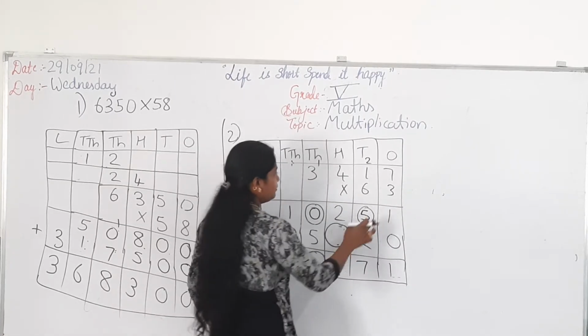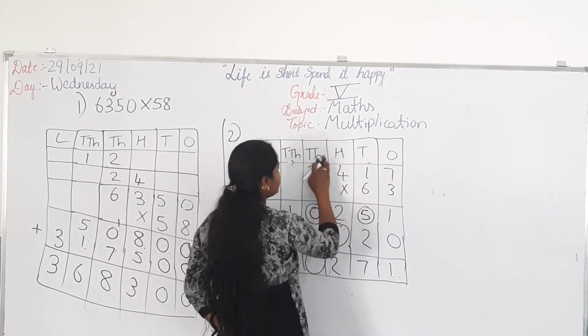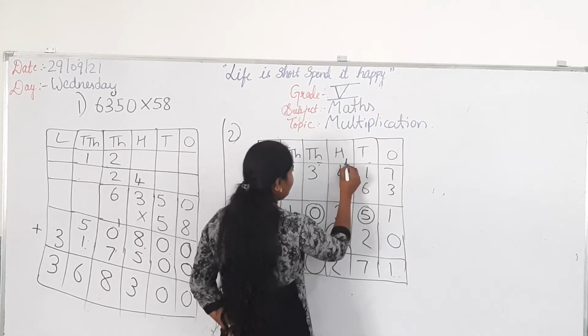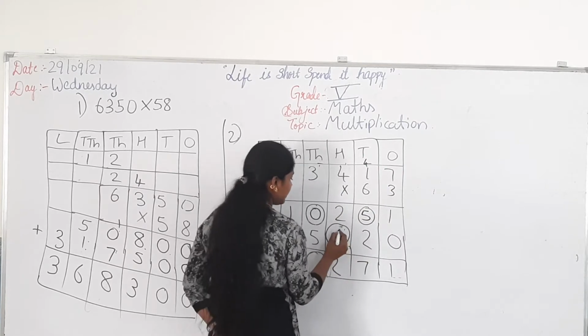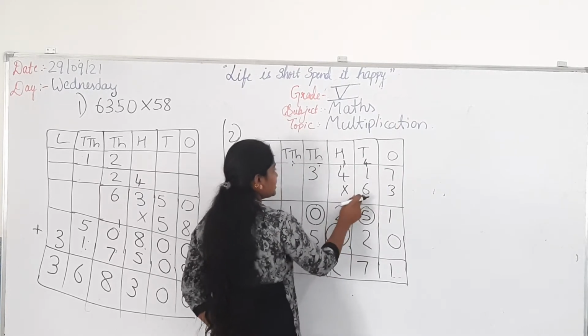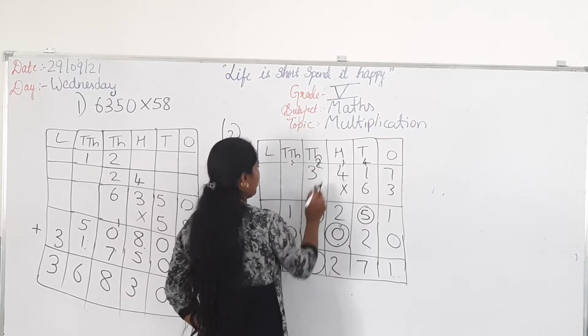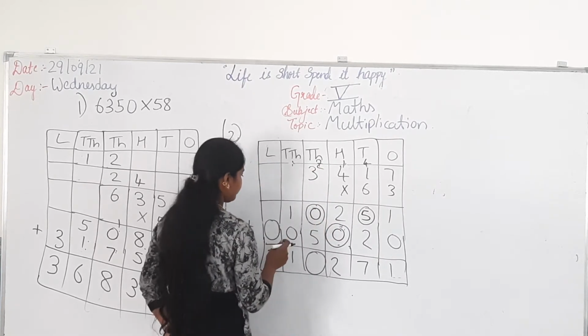Next, 6 sevens are... yes, tell me, 6 sevens are 42. 2 here, 4 borrow here. So 6 ones are 6 plus 4 is 10. 0 here, 1 borrow. 6 fours are 24 plus 1 is 25. 5 here, 2 borrow. 6 threes are 18. 18 plus 2 is 20.